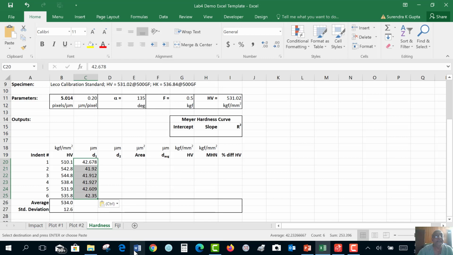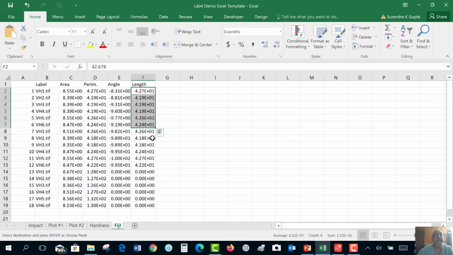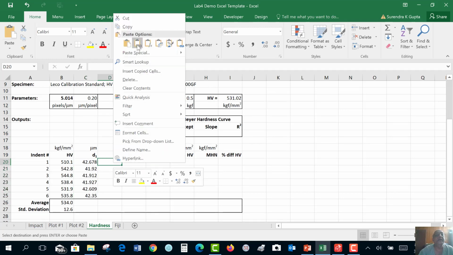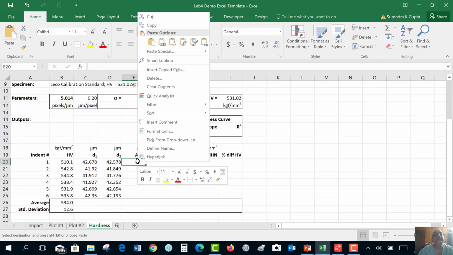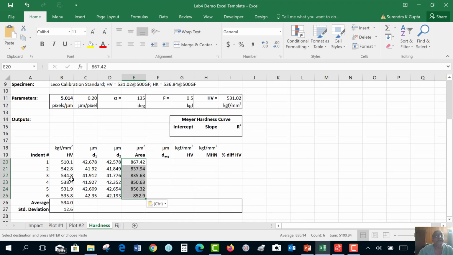We don't want to mess up the formatting. Next 6 values, copy, paste. And then we want next 6 area values, copy, paste. Okay. So we want 2 digits, and 2 digits.